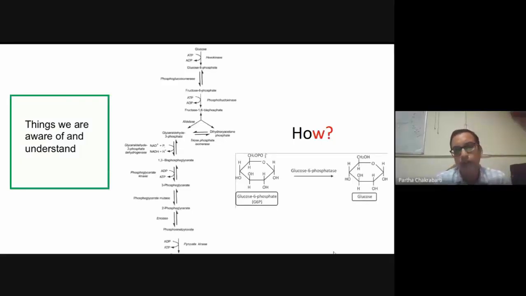Now, just think about, so we study these, we memorize this, we write it in exam, right? But just think about the very first step. So glucose to glucose 6-phosphate, right? And also, we know that glucose 6-phosphate can be converted to glucose by an enzyme called glucose 6-phosphatase. Okay, so now the question is, we know this, it's written in the textbook. Now the question is, how do we know that the phosphate group is linked to the 6th carbon, specifically, of the glucose molecule, right?